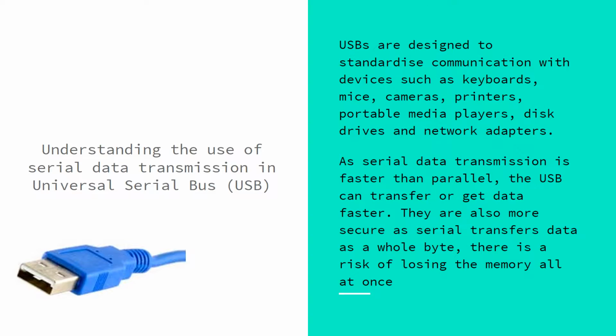Understanding the use of serial data transmission in Universal Serial Bus, USB. USBs are designed to standardize communication with devices such as keyboards, mice, cameras, printers, portable media players, disk drives and network adapters. As serial data transmission is faster than parallel, the USB can transfer or get data faster. They are also more secure as serial transfers data as a whole byte. There is a risk of losing the memory all at once.